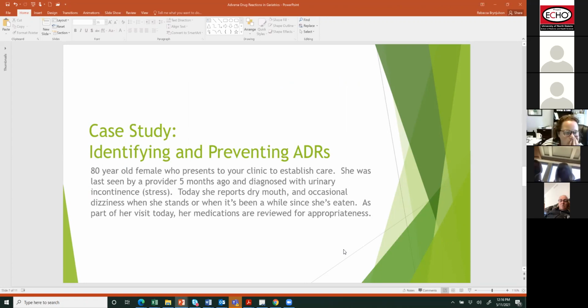So we're going to start off with just an overview. Our patient that we'll be discussing today is an 80-year-old female who presents to your clinic to establish care. She was last seen by a provider 5 months ago and diagnosed with urinary incontinence, stress incontinence. And today she reports dry mouth and occasional dizziness when she stands or when it's been a while since she's eaten. As a part of her visit today, her medications are reviewed for appropriateness. And we'll go through some of those things.